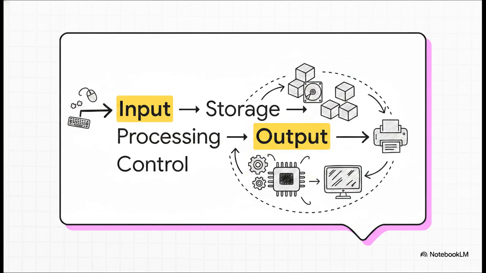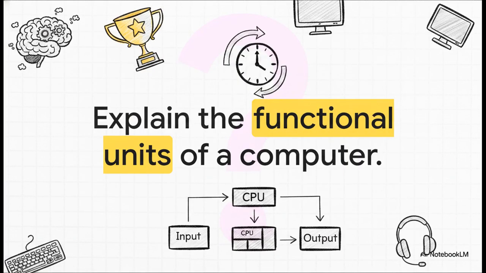The input unit accepts your data. The memory unit stores it. The ALU processes it. The output unit produces the readable result. And that control unit ensures every single step happens flawlessly. All those physical units perfectly executing the 5 major theoretical functions. Now, you might see this pop up as a standard 5-mark exam question in traditional coursework, something like explain the functional units of a computer.